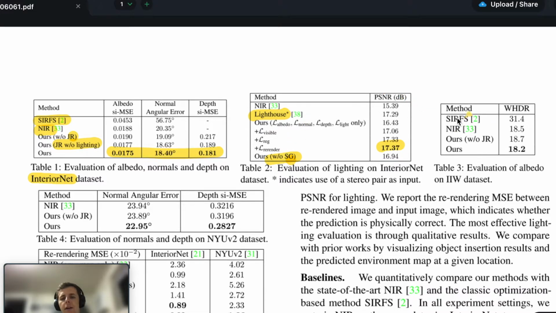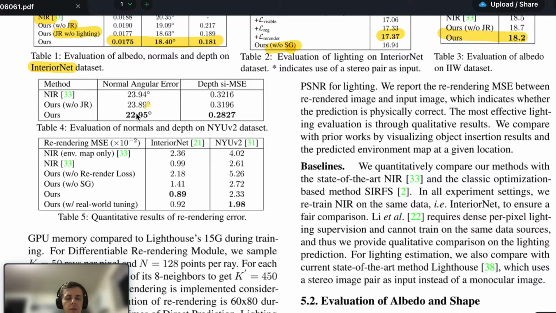Here they have another evaluation on the albedo using the weighted human disagreement rate, since they have annotations for the albedo made by humans, and in their case they again get the best result, showing that the joint reproduction module makes a difference on the results as well. Here they have some results for normals and depth on the NYU V2 dataset, and both for angular error and depth they get better results.